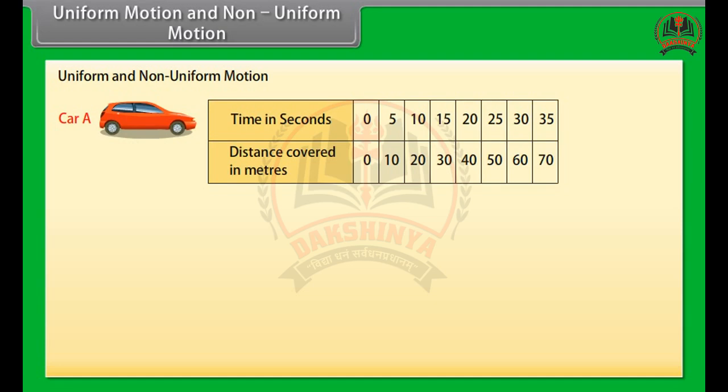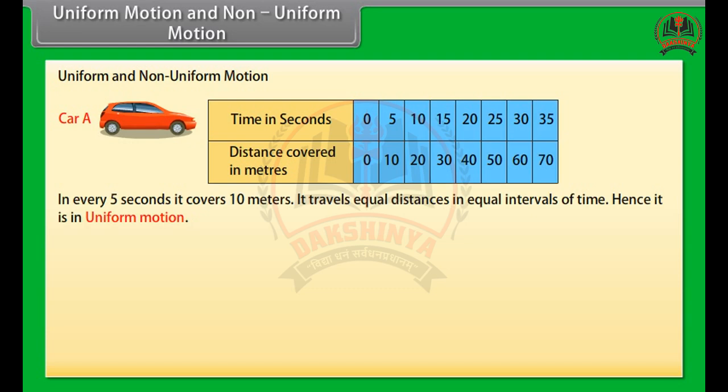To understand uniform and non-uniform motion, let's take one example. Look at this table. This is the distance covered by a car A. We can see that in 0 seconds it covers 0 meters. In 5 seconds it covers 10 meters. In 10 seconds it covers 20 meters and so on. Or we can say that in every 5 seconds it covers 10 meters. It travels equal distances in equal intervals of time. Hence it is in uniform motion.